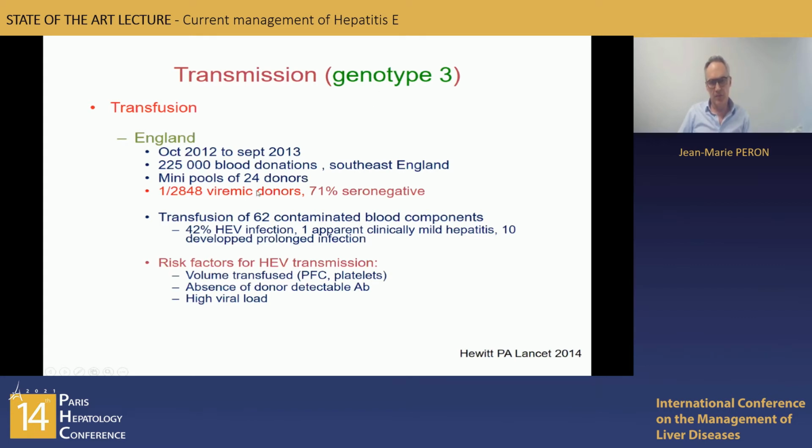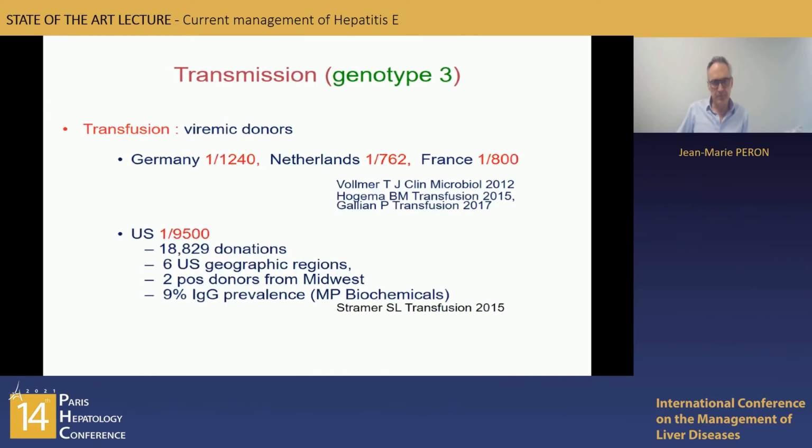This is a paper from England where 225,000 blood donations were tested, and you can see that 1 in 2,848 donors were viremic with the risk of contamination of patients. So there is a risk of transmission of HEV with transfusion.